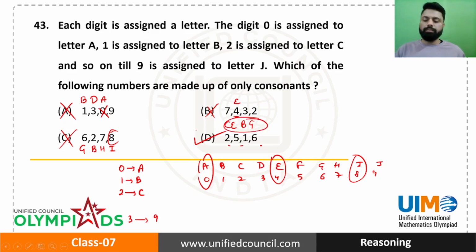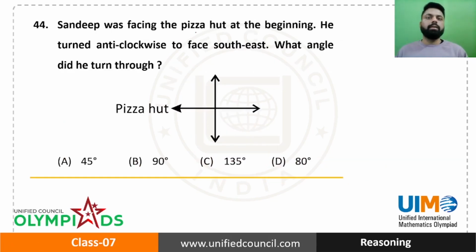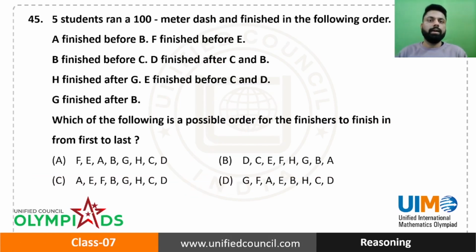Sandeep was facing the Pizza Hut at the beginning. He turned anti-clockwise, that means in this direction, and faced southeast. North, south, east, west. Southeast, that means he is turning and looking here, southeast. What angle did he turn? So this is 90 plus 45, that is 135. C option.